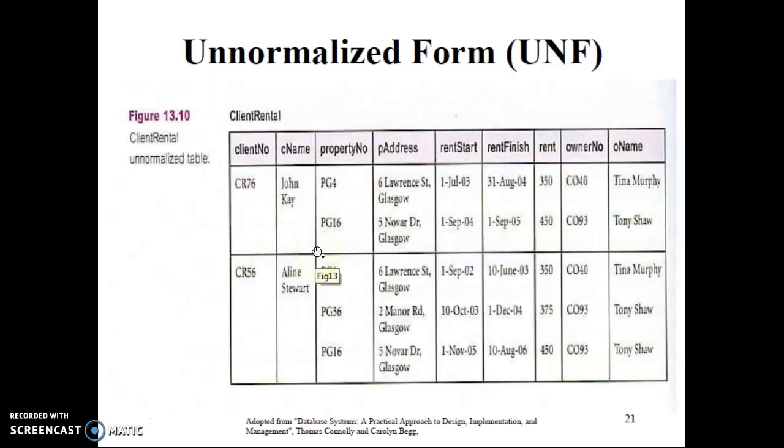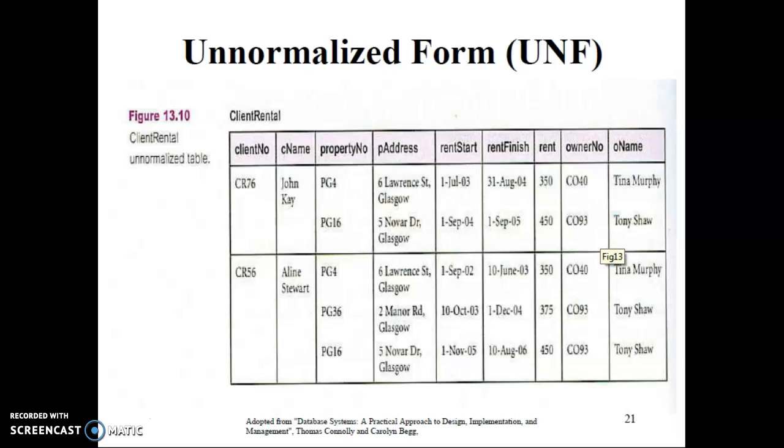So same, and for P address also. For the P address attribute also there are two values, that is, multiple values. So for all the attributes, property number, P address, rent start, rent finish, rent, owner number, owner name, we have multiple values. So for a single attribute we are having more than one value. That is called repeating groups. We are finding them in unnormalized form.